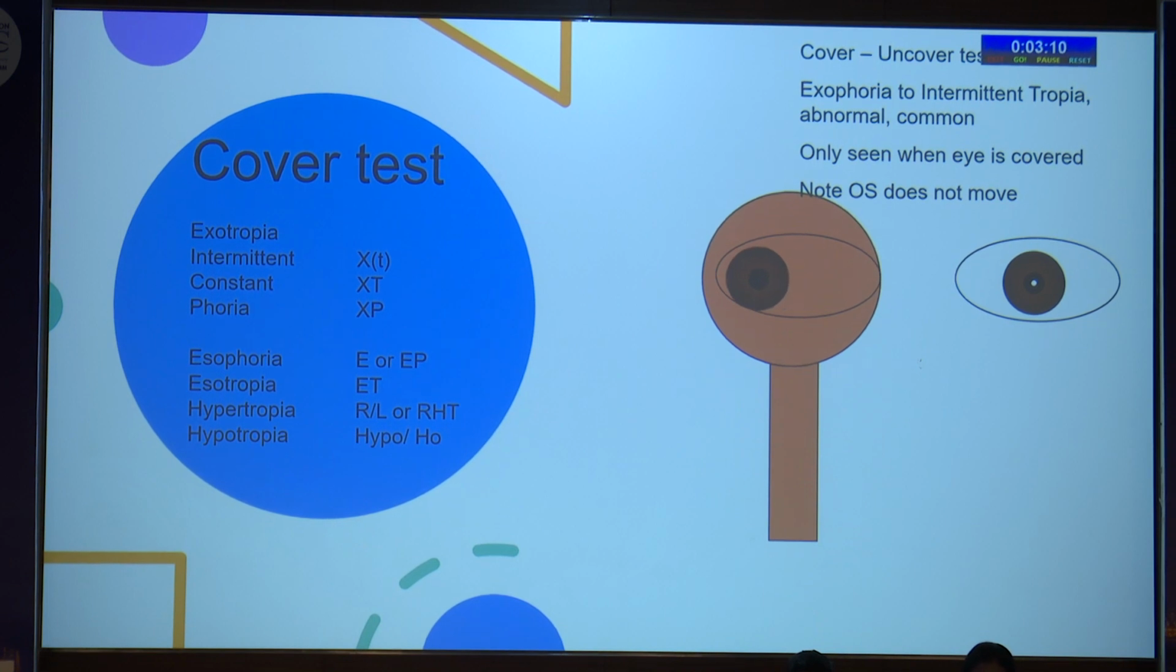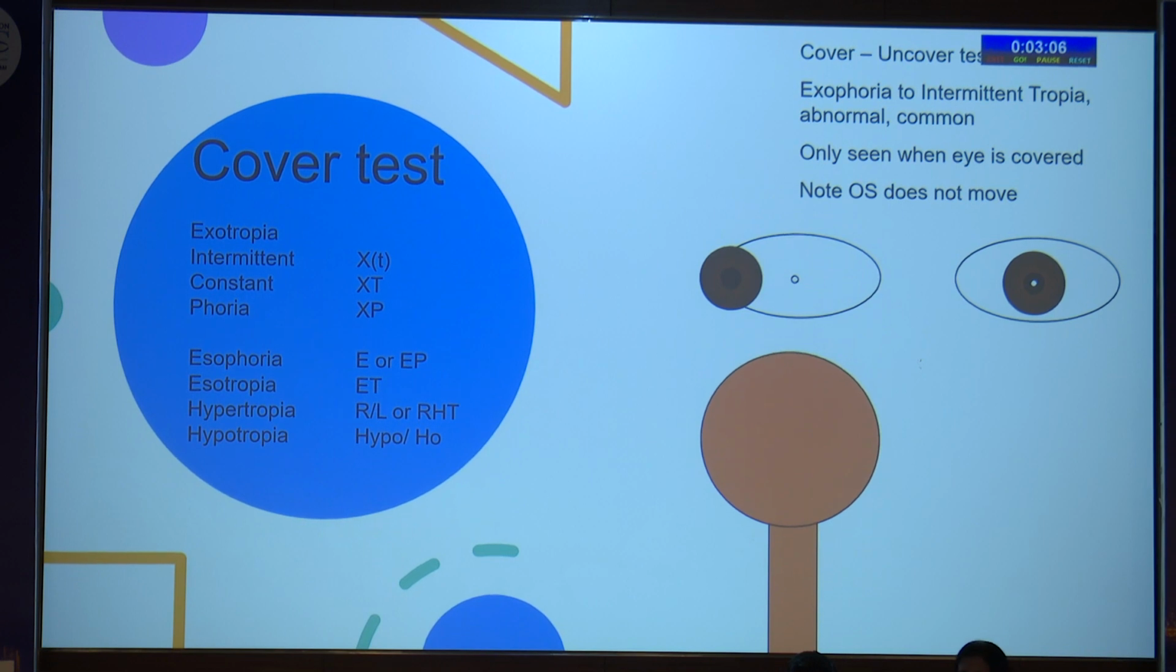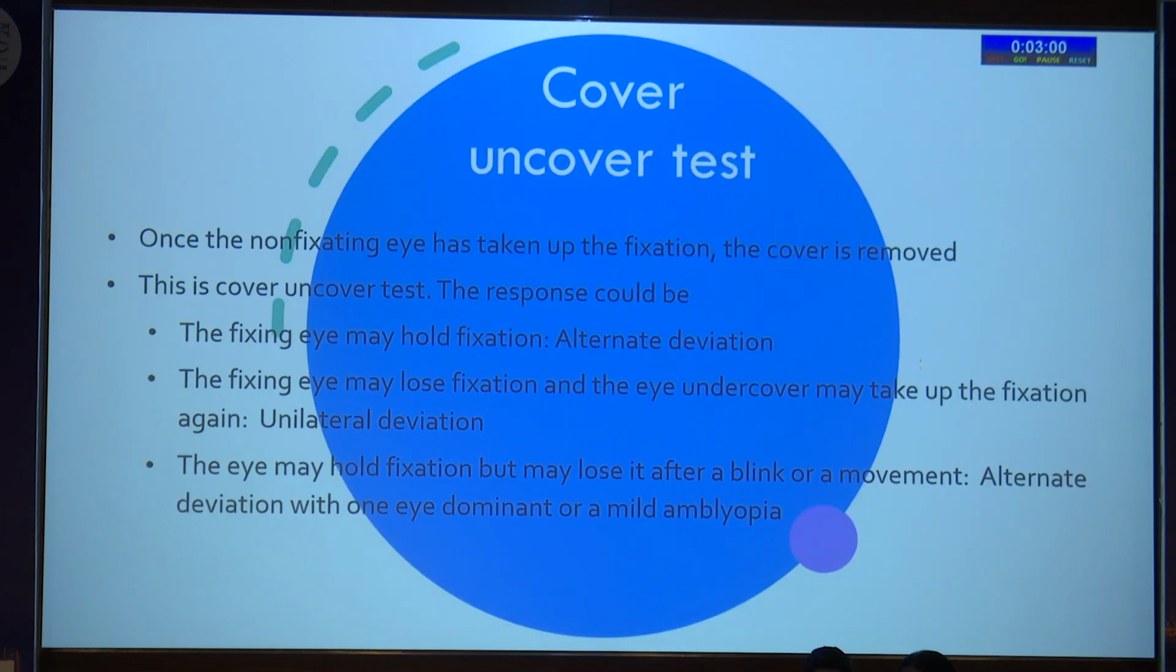Phoric deviations are actually latent deviations; there is no manifest deviation. Both the eyes are straight, so you cover either eye, and then you move on to do an alternate cover test to break the fusion, so that you can manifest the phoric deviation. And then you have the cover-uncover test, which means that once you have covered the seemingly fixating eye, you are going to leave it, which means that the particular eye which was covered will be uncovered.